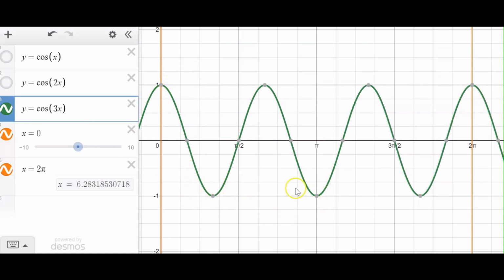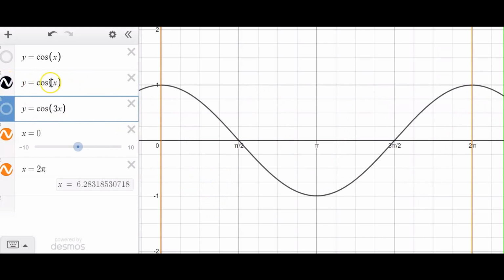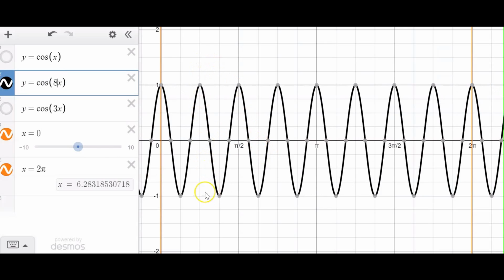There's 1, 2, 3 of them between 0 and 2 pi. Therefore, this cosine function has a frequency of 3. Okay? If we were to change it, let's say to a frequency of 8. Okay? Well, here's 0, here's 2 pi, we're going to count. Here's a -1, 1, 2, 3, 4, 5, 6, 7, 8 of them. Therefore, the frequency of this cosine function is 8. So it would be cosine of 8x, okay?